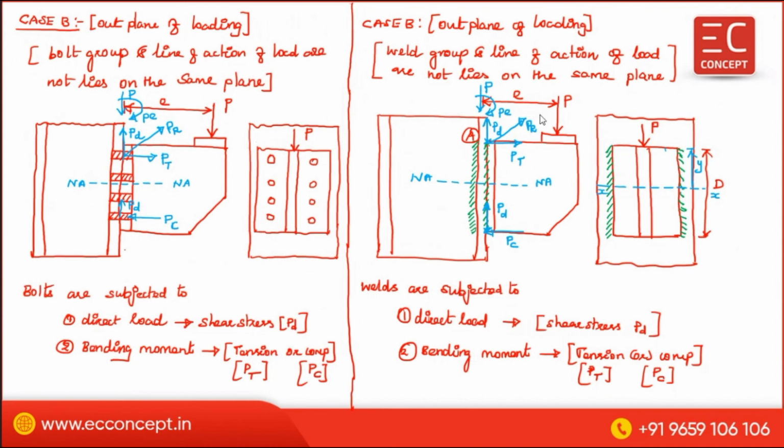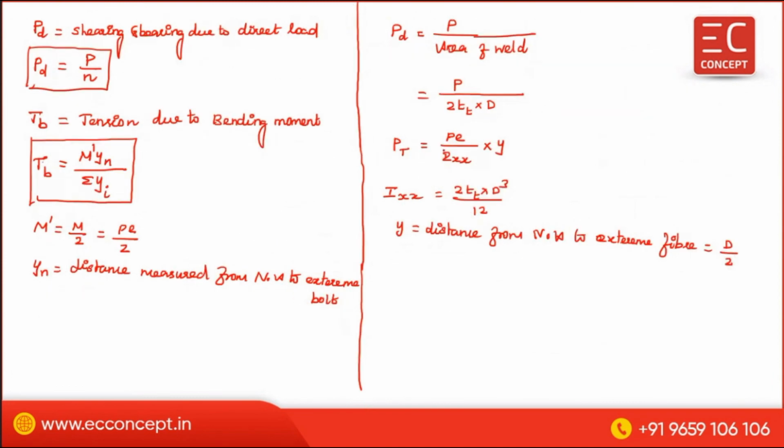In the out of plane loading, above the neutral axis, the bolts are subjected to tensile stress due to bending moment and direct stress due to direct load. In the weld also, tensile stress due to bending moment and direct stress due to direct load. So just go through it so that you will get everything. So this is all about the problem. We have seen everything. Now we can go for the next topic.